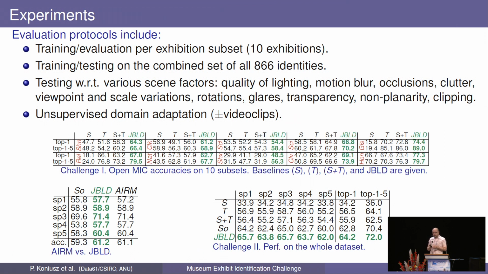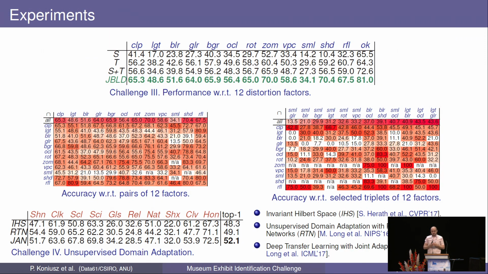For challenge 2, the combined results show that we achieve around 64% accuracy here. So there is still some scope for improvement on this data set. Perhaps the most interesting is challenge 3, where we break down performance with respect to different photometric and geometric distortions in the images. According to this table, the biggest challenge in recognition is when the objects are small, whether there is a glare, or essentially when the images are blurred.